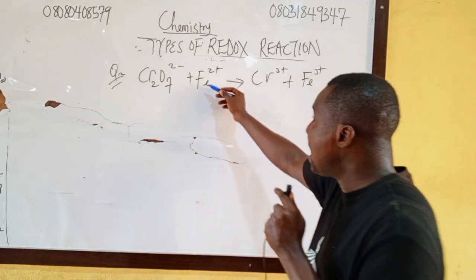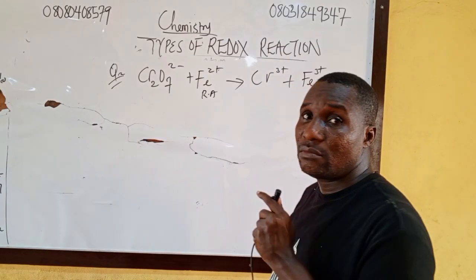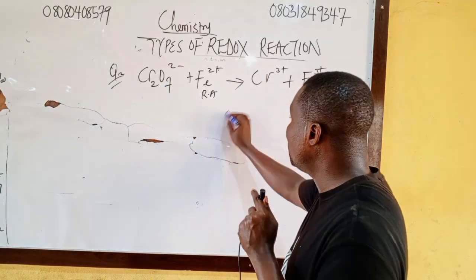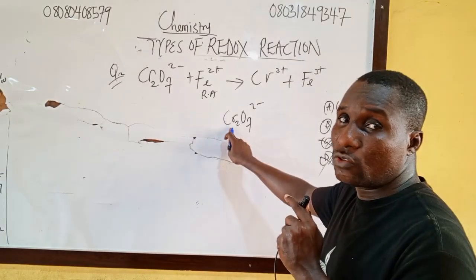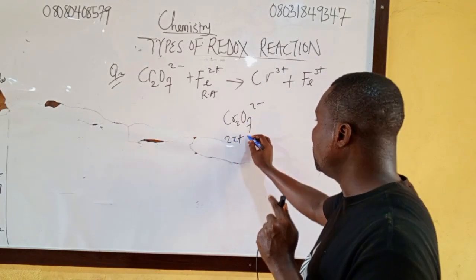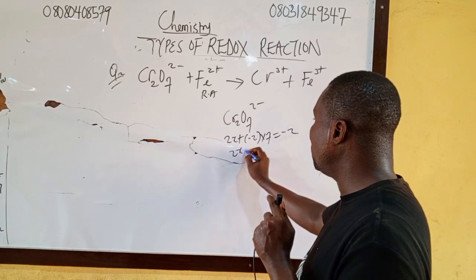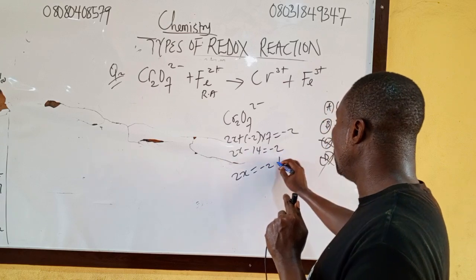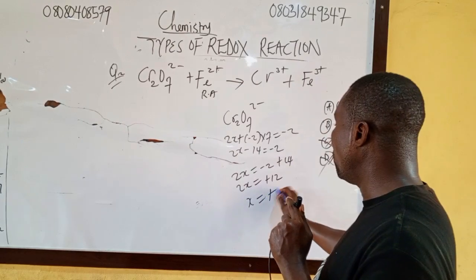Therefore, let's look at this. Iron 2 to iron 3, that one has increased. Therefore, that one is the reducing agent. A reducing agent increases in oxidation number. Then look at this: Cr2O7 2 minus. What was the oxidation number of chromium? We don't know, x. How many chromium do we have? 2. That is 2x plus oxygen minus 2 times 7, everything equal to the charge. 2x minus 14 equal to minus 2. 2x equal to minus 2 plus 14. 2x equal to plus 12. x equal to plus 6.